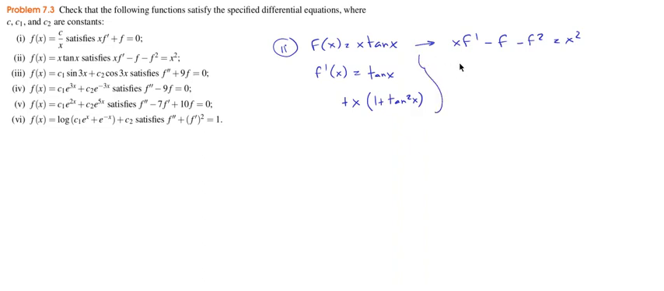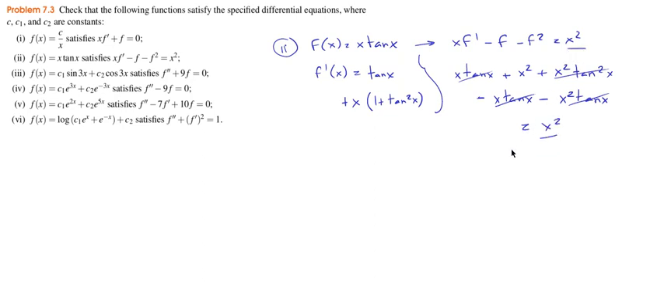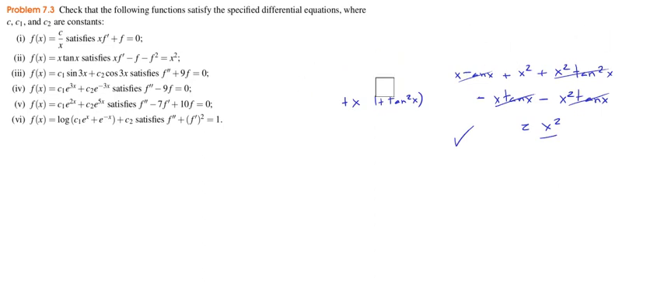Well, if we want to substitute here, we have x times the derivative, so we have x times the tangent of x plus x squared plus x squared times the tangent squared of x. I have expanded this, minus f, which is x tangent of x, minus f squared, which is x squared tangent squared of x, right? And so now x tangent of x and x tangent of x cancel out, and these cancel out. This is equal to x squared, which is what we wanted to check. So again, this f fulfills the differential equation.